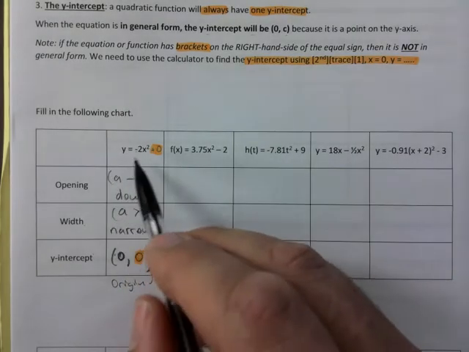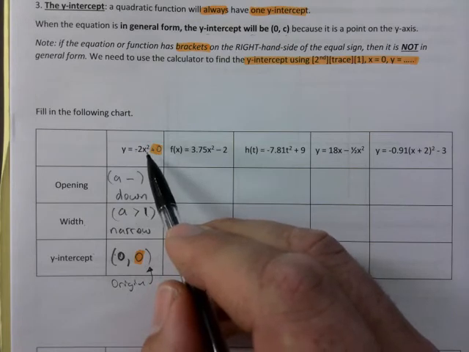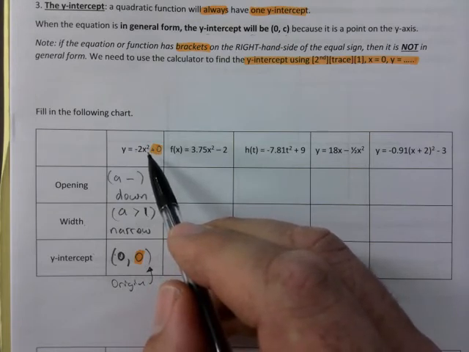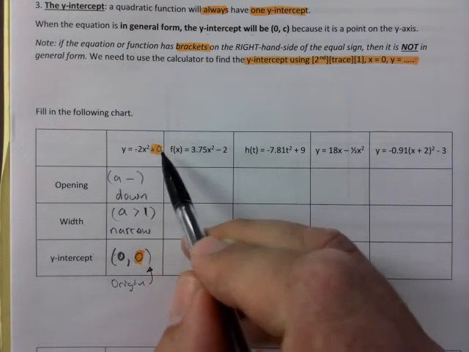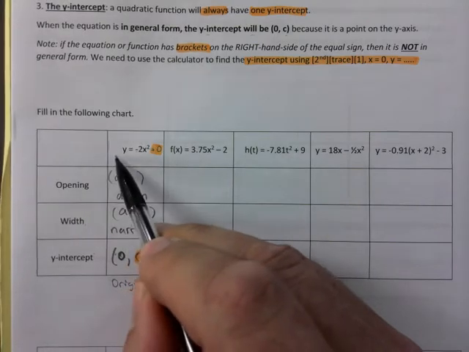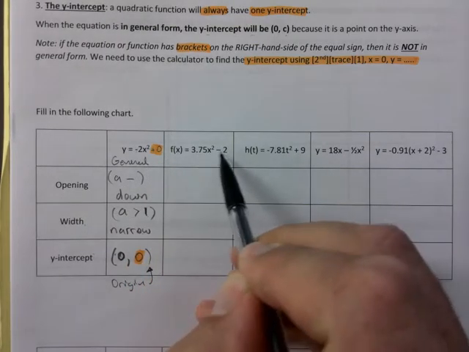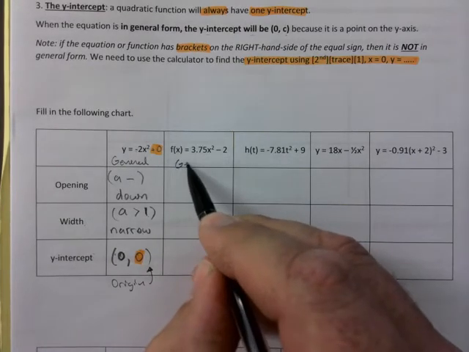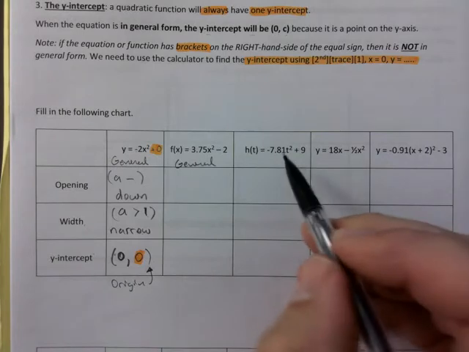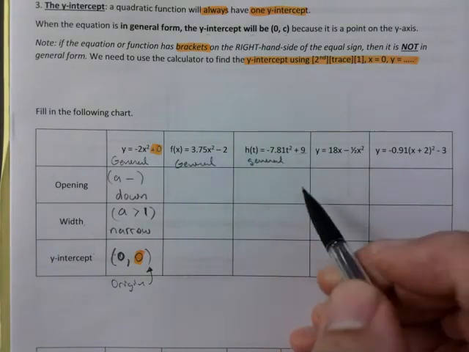I have to say, what form is this in, out of the three I just talked about? General. You know how you know for sure? Are there any brackets on the right hand side? No. So you know it's general. This one looks scary, but has no brackets. That's general. No brackets, general.